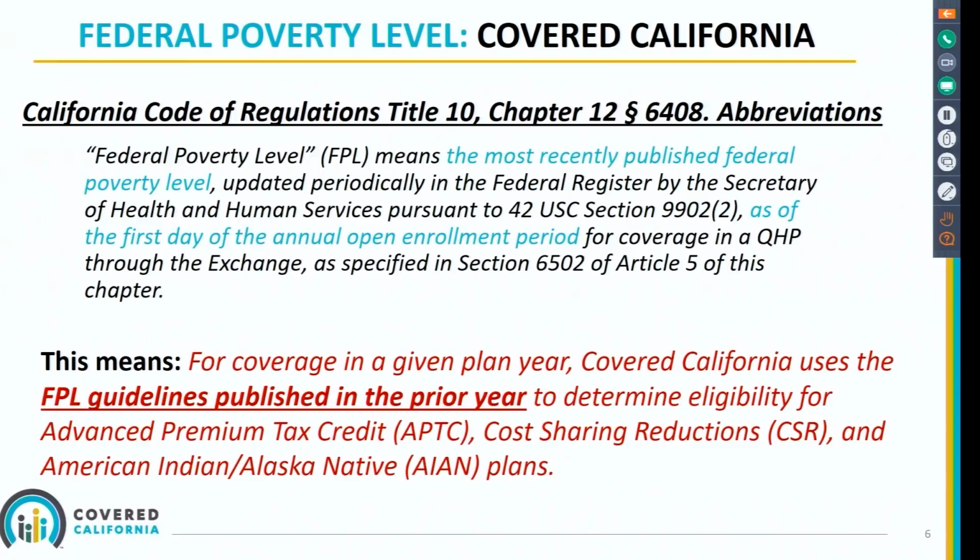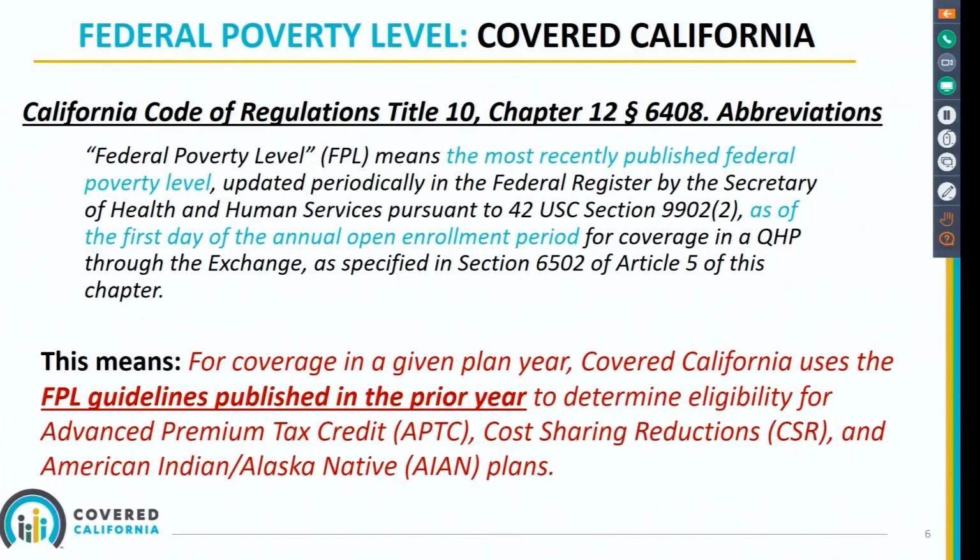So if we turn to the guidelines, the regulations that Covered California uses for implementation of FPL, I've cited here the California Code of Regulations, but there's an almost identical citation in the federal law. And the definition here, it says federal poverty level means the most recently published federal poverty level updated periodically in the Federal Register by the Secretary of Health and Human Services pursuant to that section as of the first day of the annual open enrollment period for coverage in a QHP through the exchange.